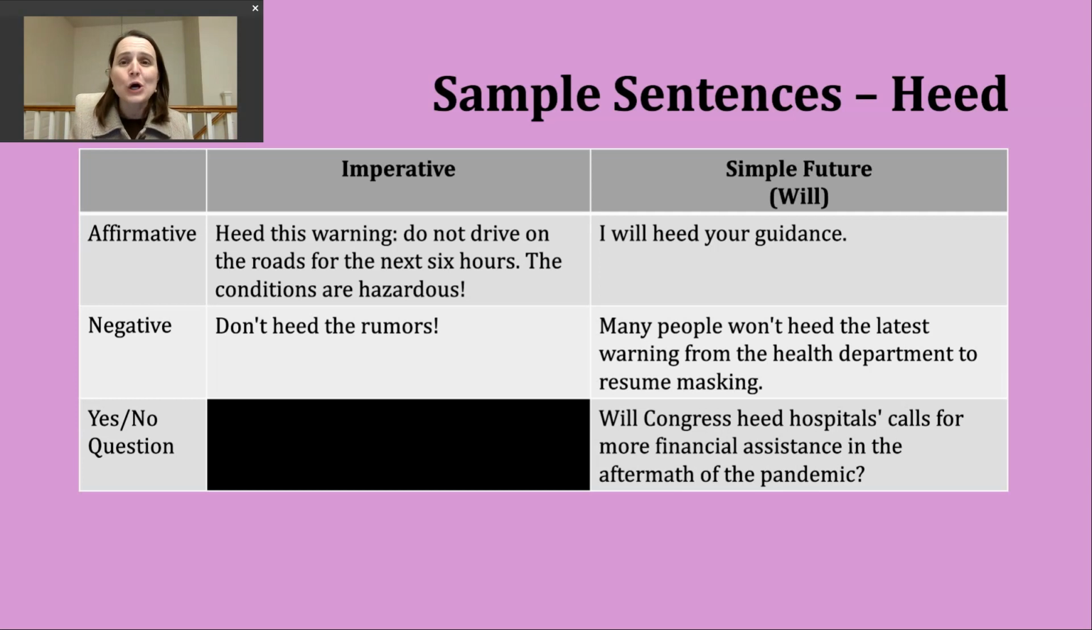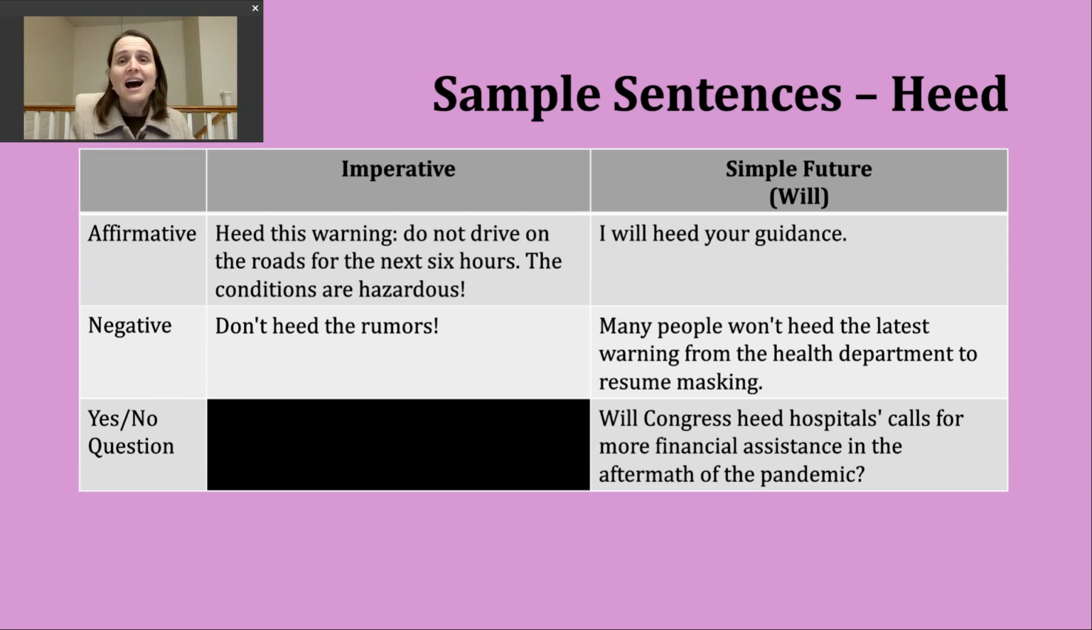Finally, let's look at making a yes or no question in the simple future. To do this, we start with will, then we have our subject, and then the base verb. Here's an example question. Will Congress heed hospitals' calls for more financial assistance in the aftermath of the pandemic? Saw a sentence similar to this that was being used in a newspaper article.